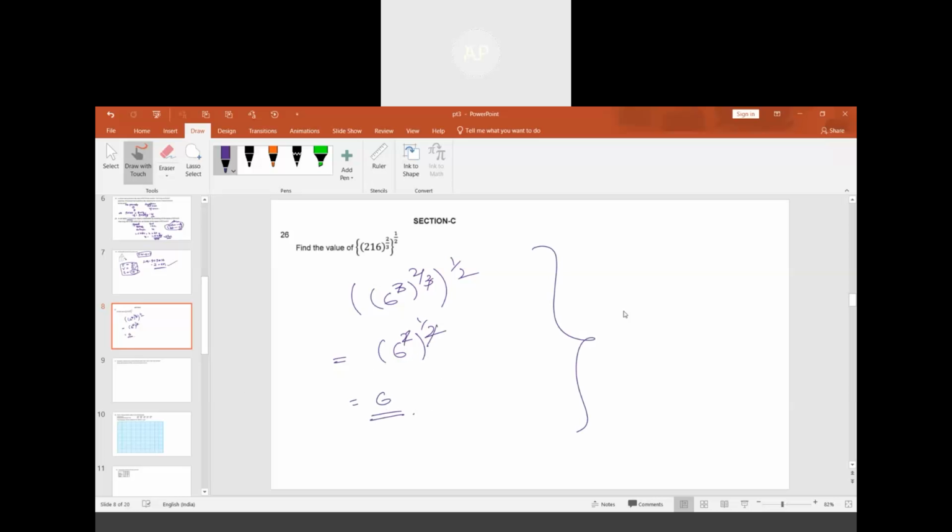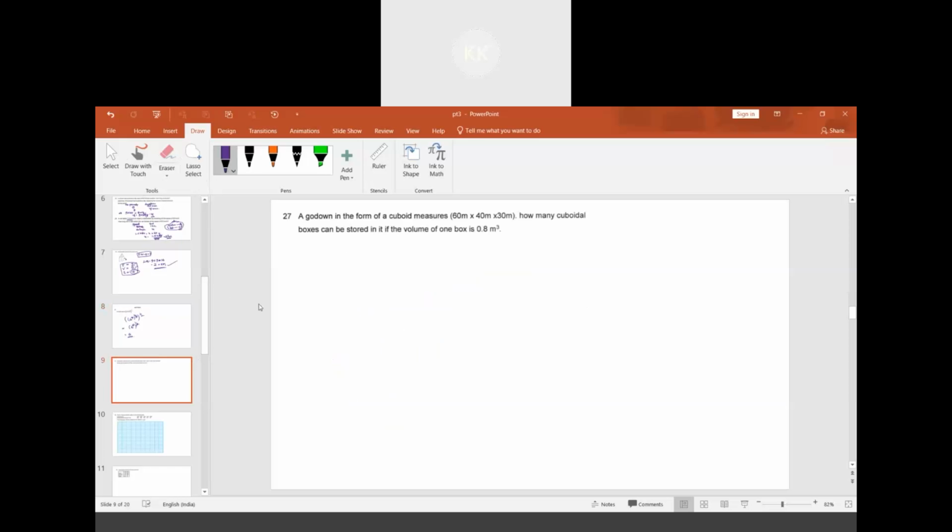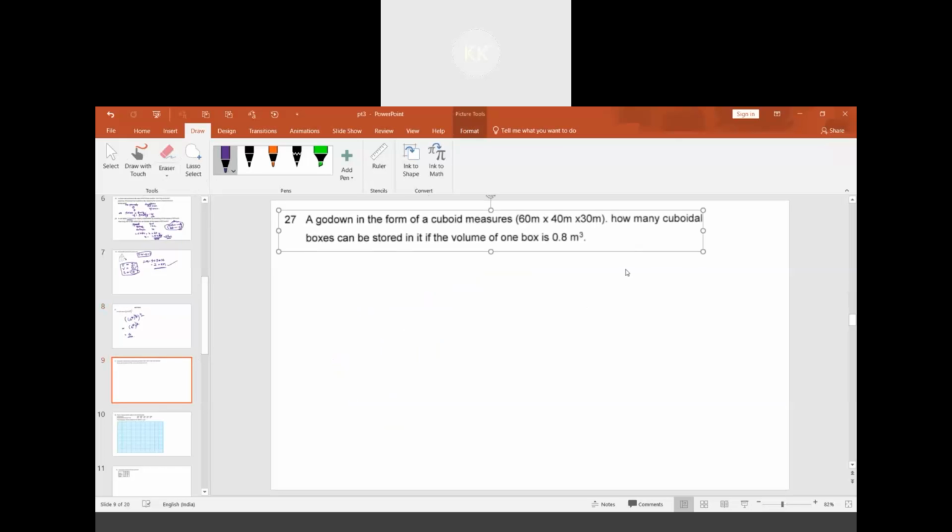So most of your friends have got 72. How to get 72? See, exponents and powers are concepts which you are going to use throughout your life. Be it chemistry or physics, you have questions which are easily solved using the laws of exponents. So you should use them properly.